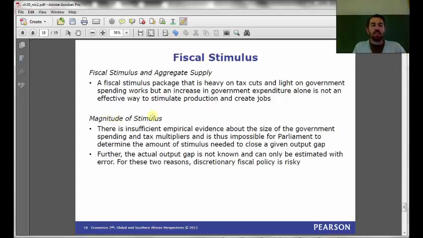What about the magnitude of the stimulus? There's not enough empirical evidence to really know how effective governments are in adjusting economies. It's a very difficult thing to measure. So we can give you all the theory. We can talk about, in theory, is it a good idea? In theory, is it a bad idea? In practice, it's difficult to test whether the theory is right.